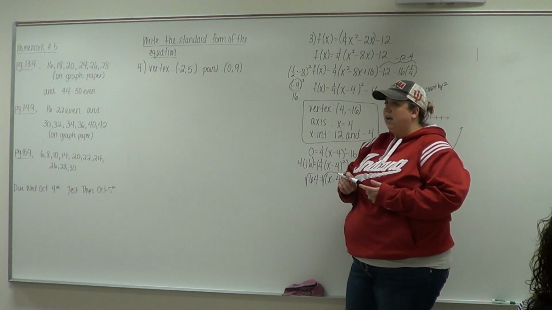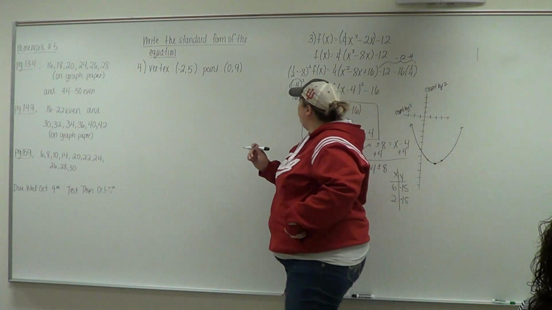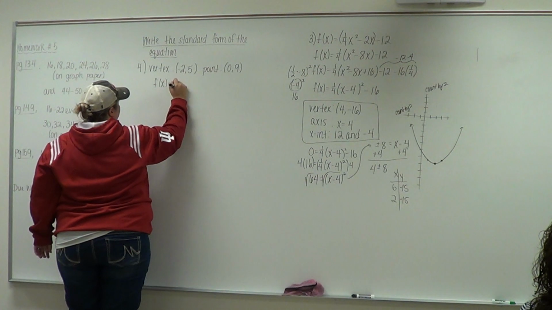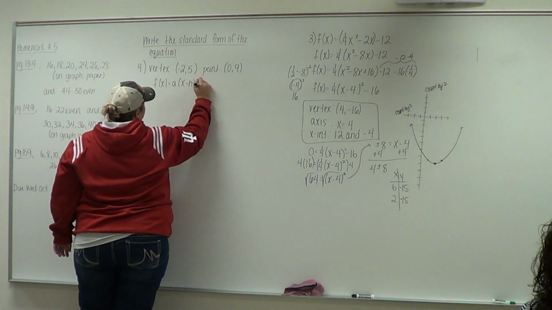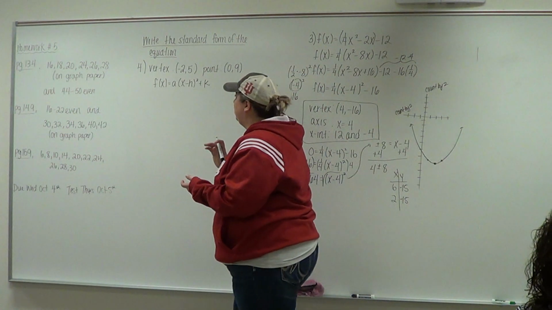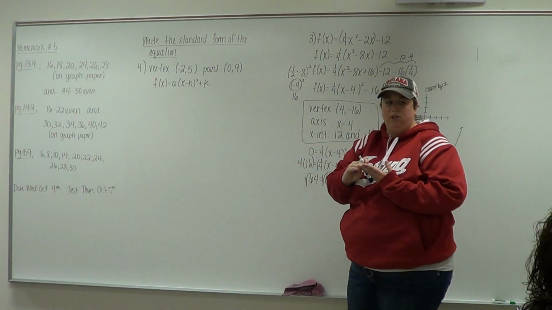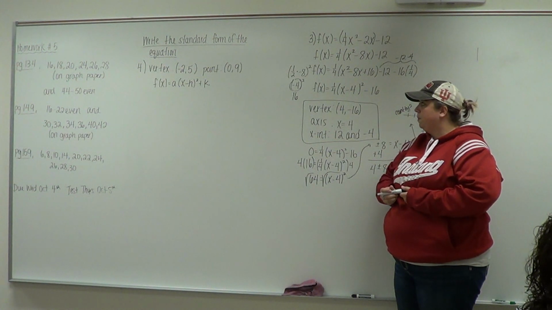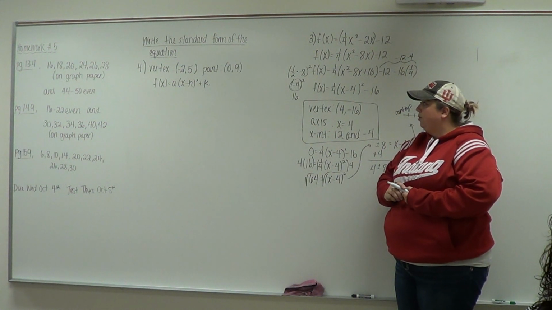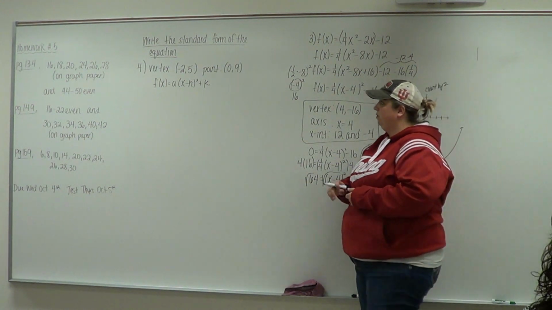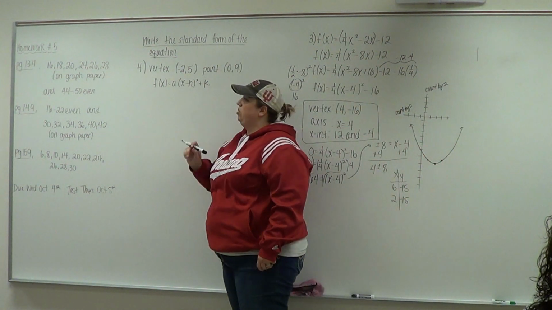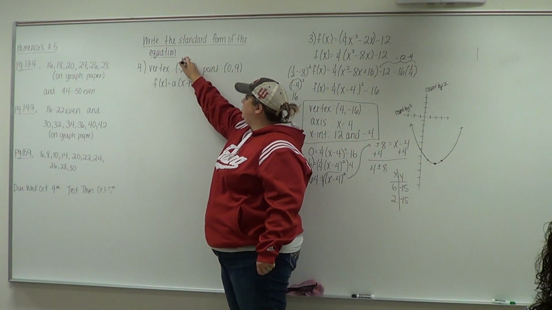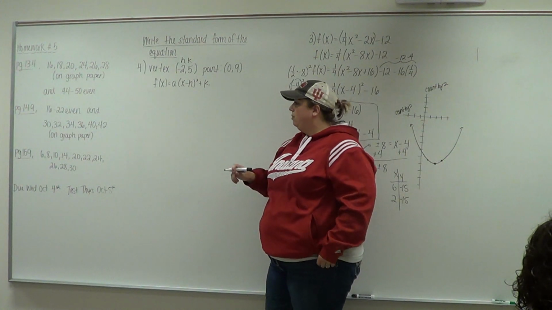Okay, you're going to be given a vertex, you're going to be given a point, and your goal is to write an equation that's in standard form, so it looks like this. Except for we don't want A, H, and K, we want to put numbers in for those. Well, if you have the vertex, which you will for all these problems, what letters go with the vertex? H and K. So this is H and this is your K. So go ahead and plug those in.